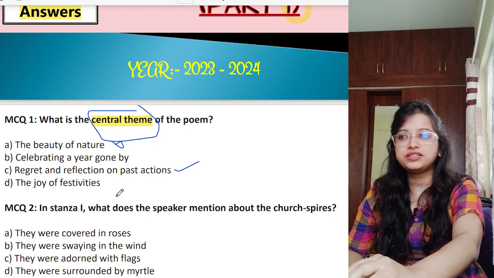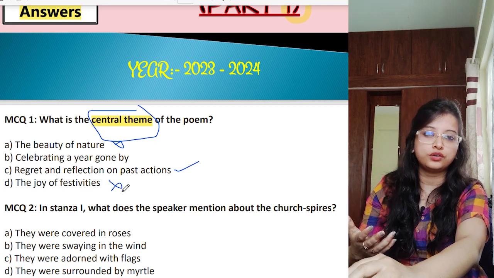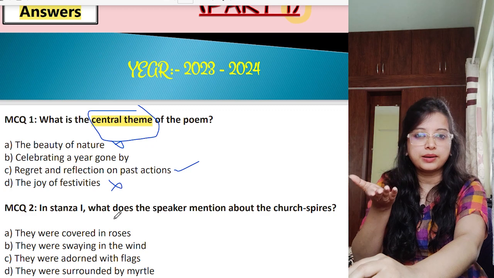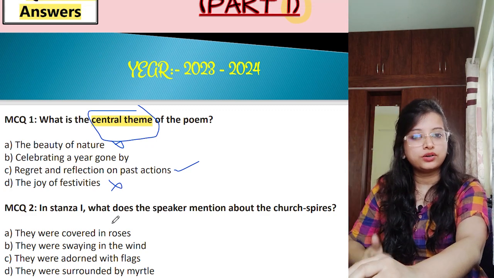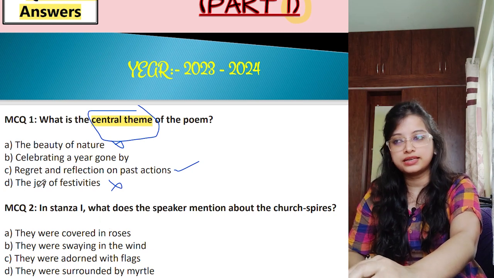The joy of festivities, this is just the initial start of the poem. This cannot be a theme. Theme means what? A platform on which the poem is based. So it cannot be the joy. So option number C is correct.